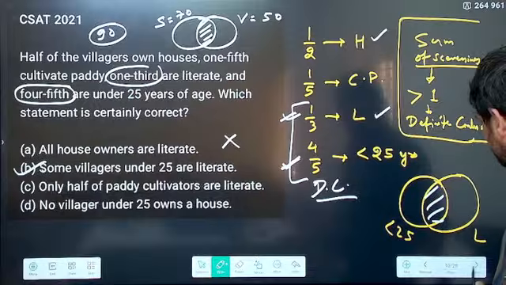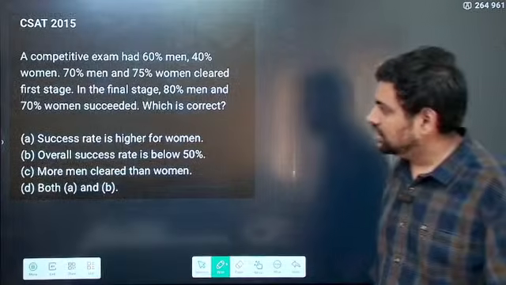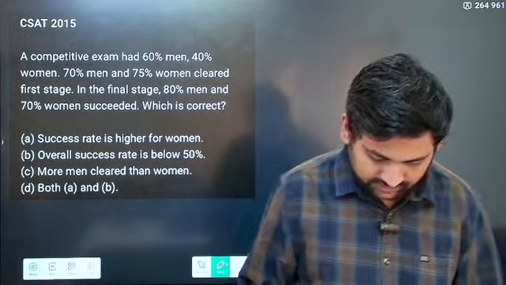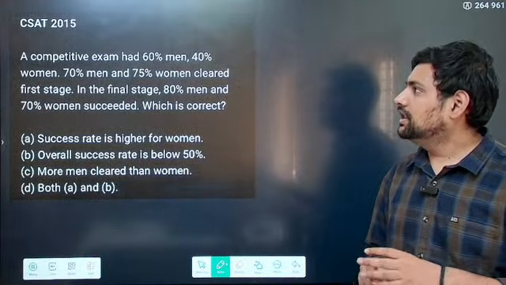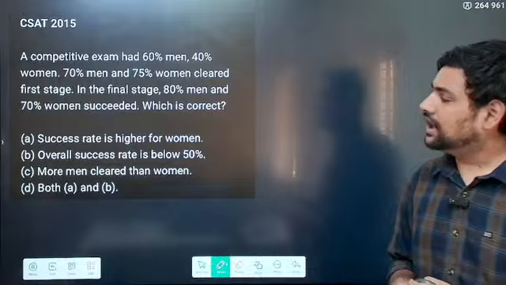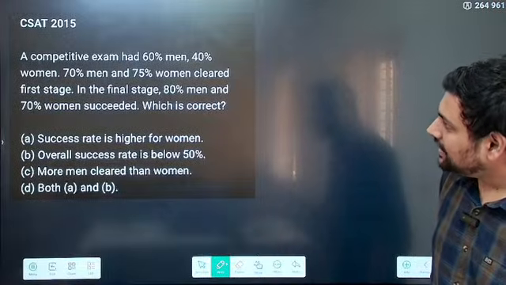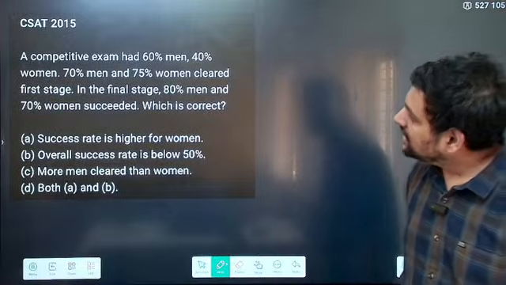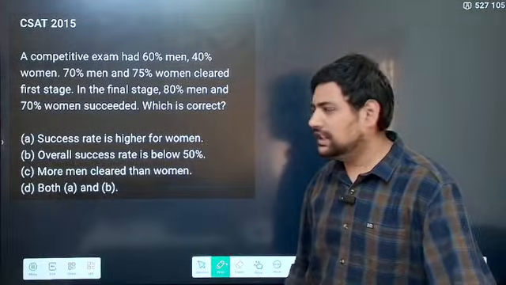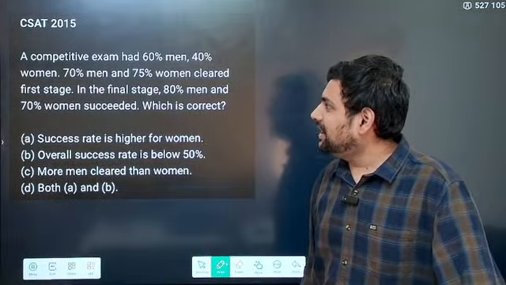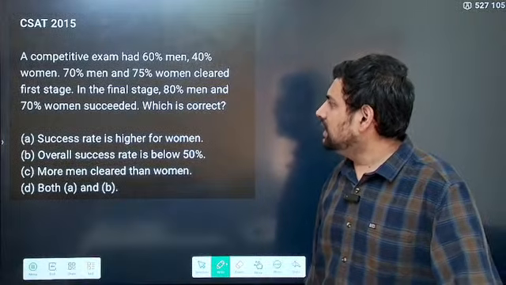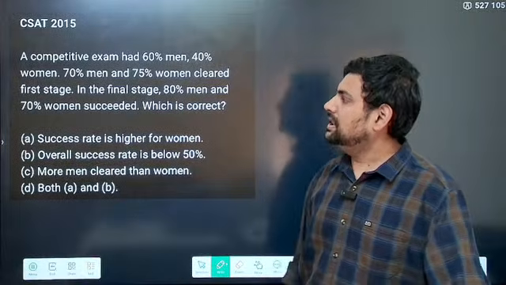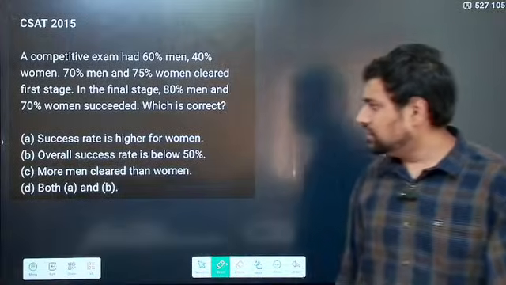Then, do this. This is good. This is like your UPSC, a competitive exam which has 60% men and 40% women. Just like UPSC, 70% men and 75% women cleared the first stage. In the final stage, 80% men and 70% women succeeded. Which is correct?